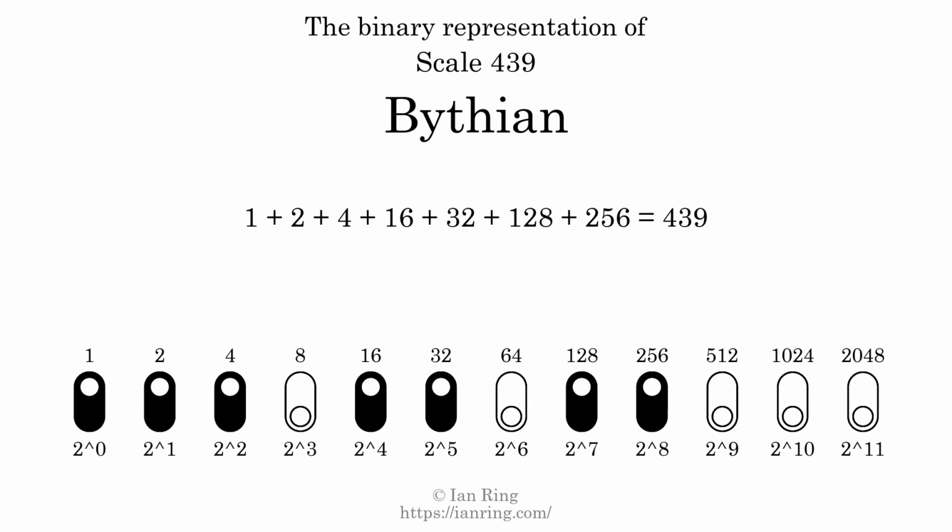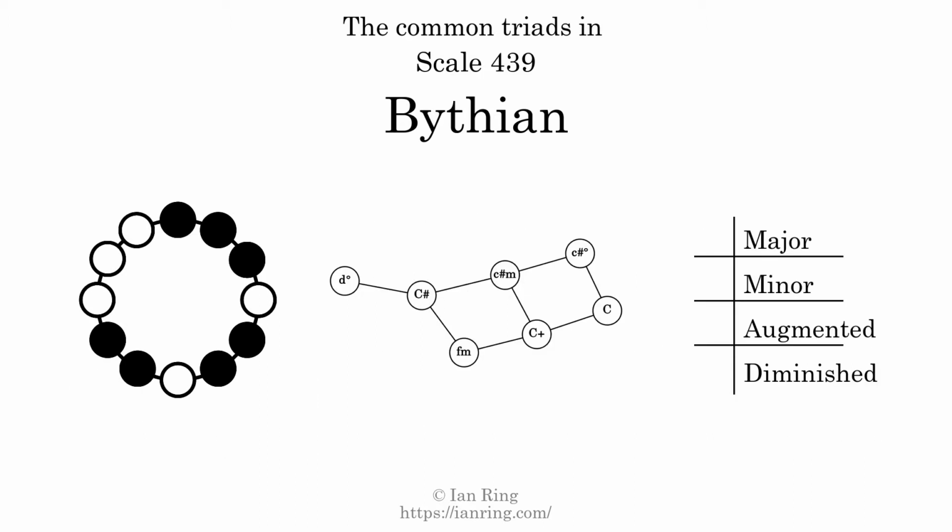The scale number not only enumerates the scale with a unique index, but it also literally describes the tonal content of the scale. Represented as a binary number in base 2, the scale number is 0001101101111. Here are the common triads present in this scale.